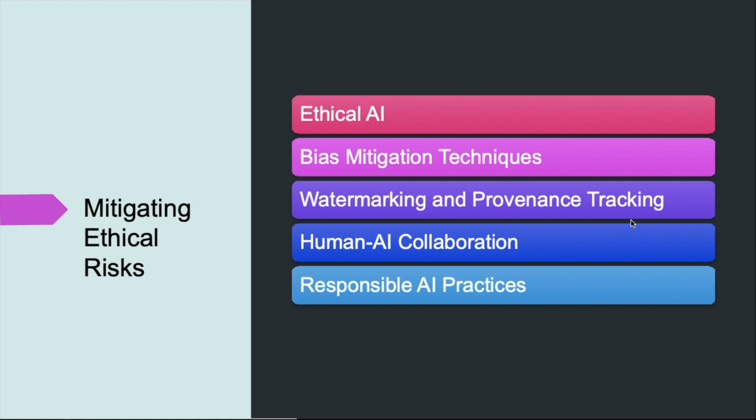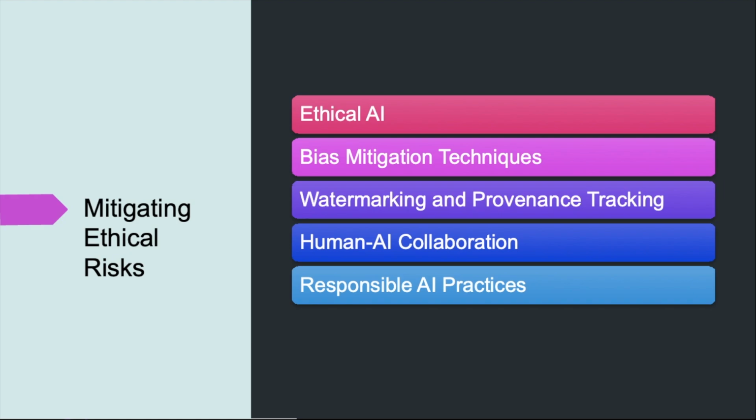Embedding watermark or provenance information in generated content can aid in tracking and attribution, addressing concerns related to intellectual property and copyright. For example, companies can use digital watermarking techniques to protect their content from unauthorized use.